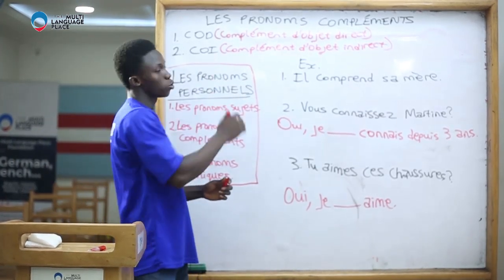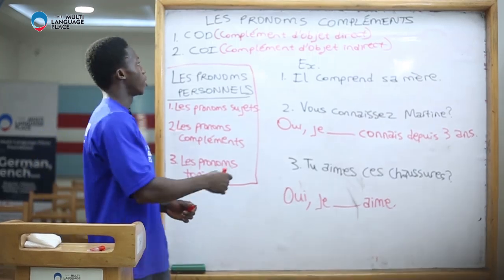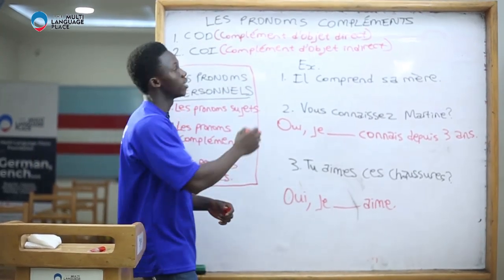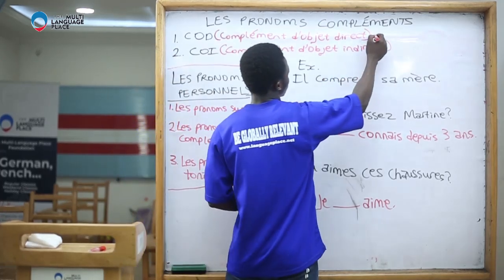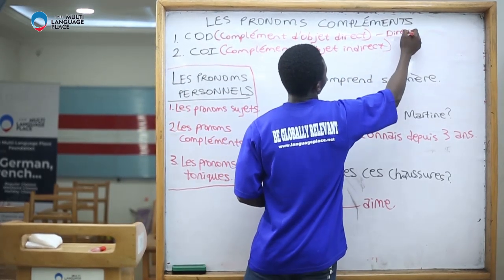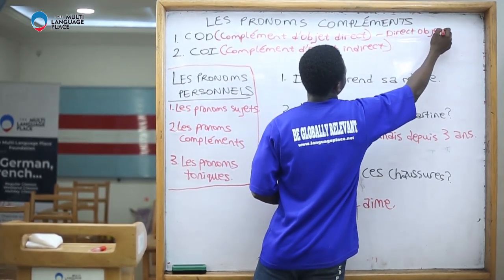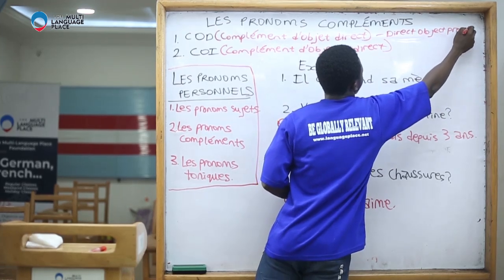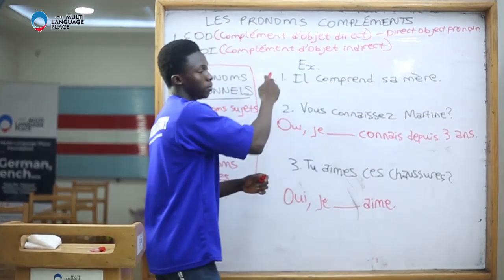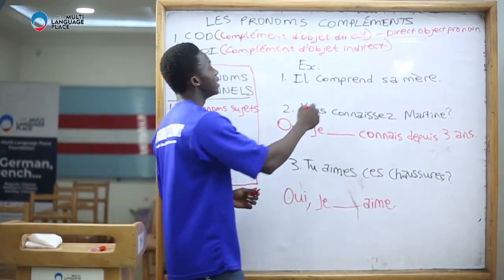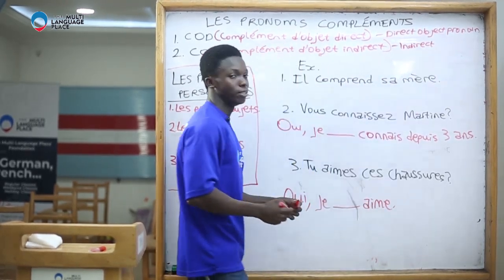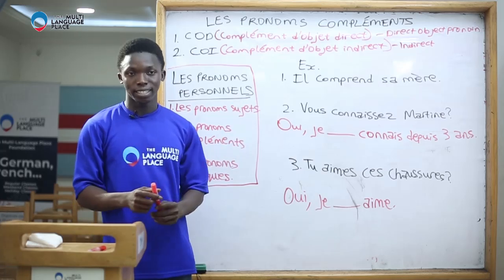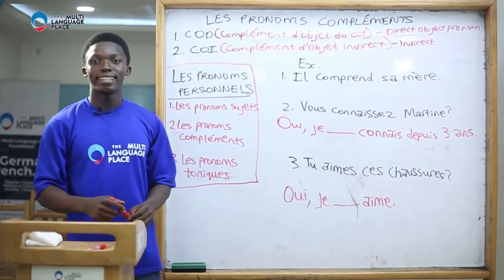And there are two types of pronoms compléments. On a le COD, that is complément d'objet direct, which would mean direct object pronoun, while complément d'objet indirect would mean indirect object pronoun. Complément d'objet direct et complément d'objet indirect.